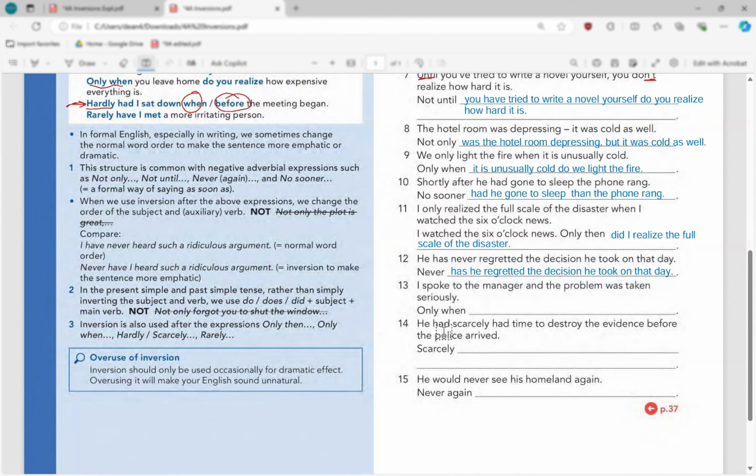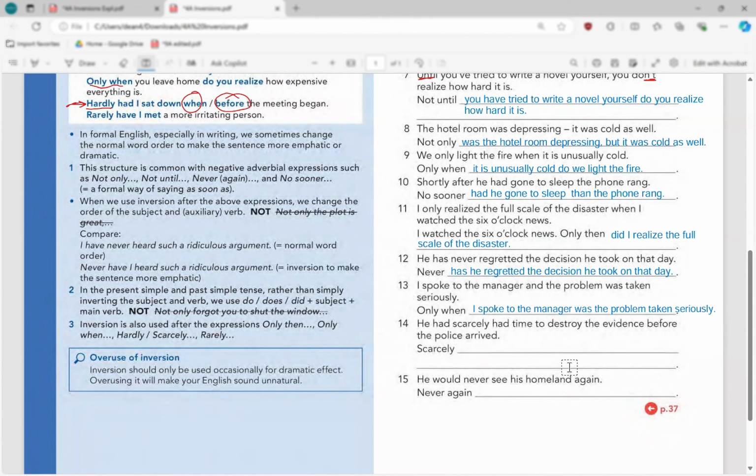Yes. 13: I spoke to the manager and the problem was taken seriously. So only when I spoke to the manager, the problem was taken seriously, which is a passive voice. If I want to invert that, I use was before the subject. Only when I spoke to the manager was the problem taken seriously.